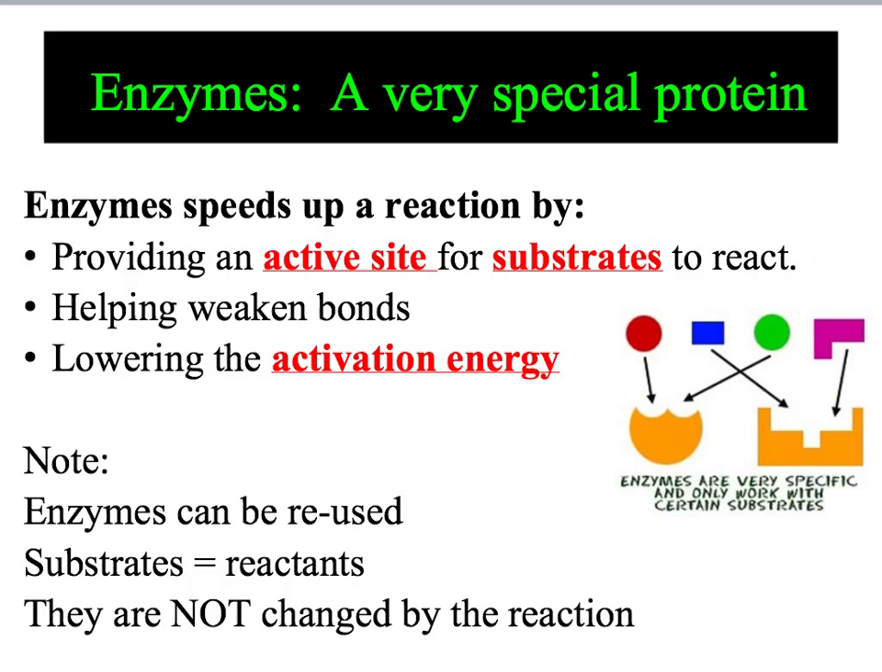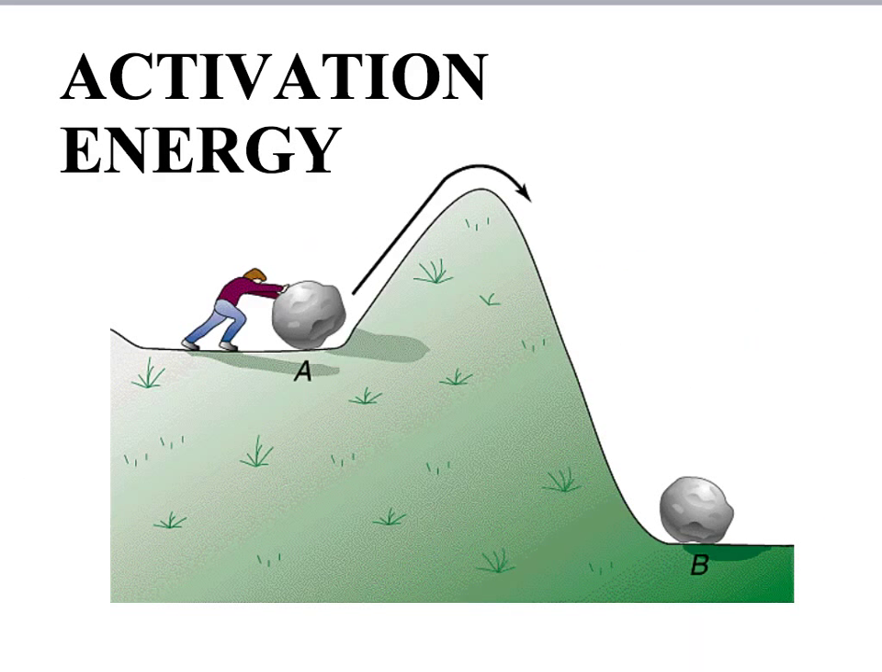Enzymes are a very special protein. Enzymes speed up a reaction by providing an active site for substrates to react. They help weaken bonds, and they lower the activation energy that the cell needs for a chemical reaction to start. Notice that enzymes are not destroyed or changed by the chemical reaction. They can actually be reused after the chemical reaction is done. Substrates is just another word for reactants. Just picture activation energy as the energy needed for something to get started.